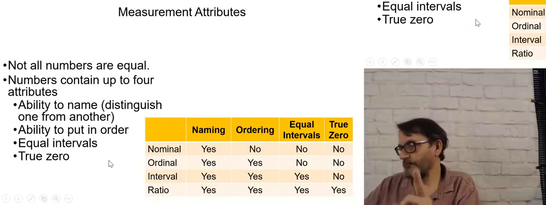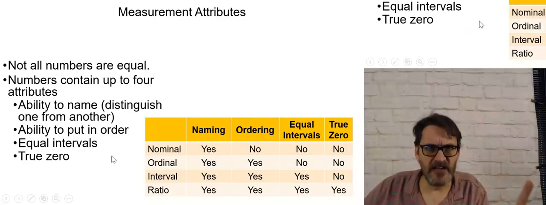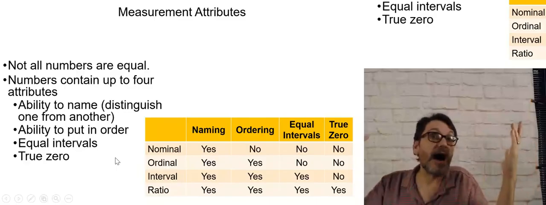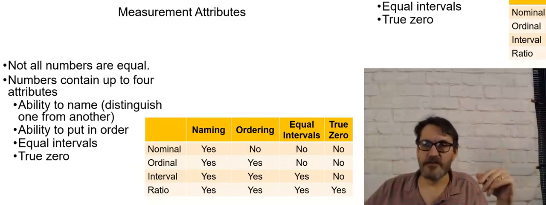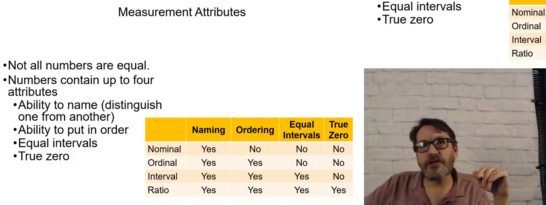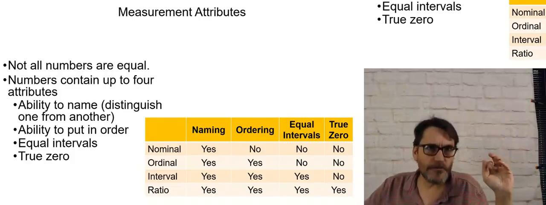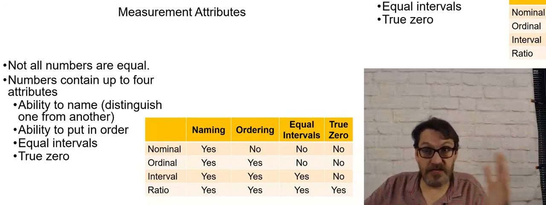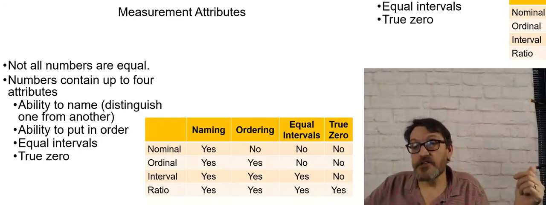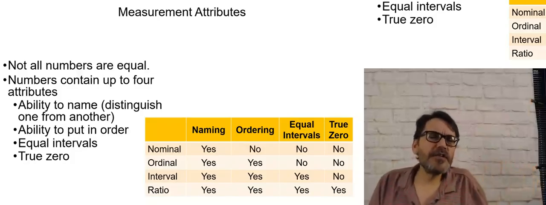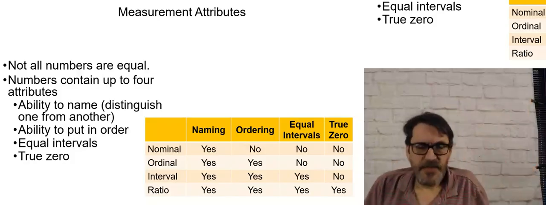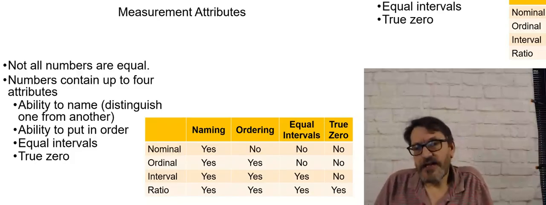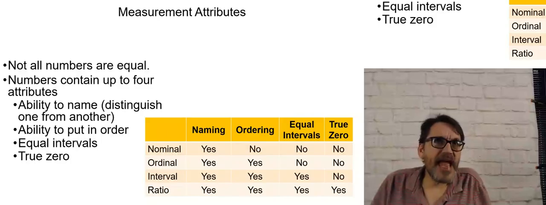That is, chocolate is different from vanilla when it comes to ice cream, okay? Got it. Chocolate and vanilla are different from each other. Great. Ordinal scale data allows you to put things in order, but it also allows you to distinguish and name them. So if one student got an A and one student got a B, the A is different from the B. That's naming. And the A is higher than the B. That's putting it in order.